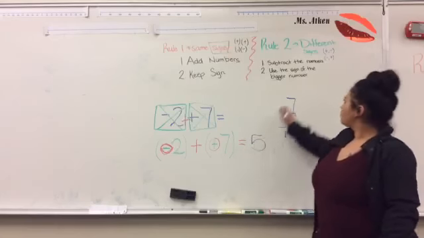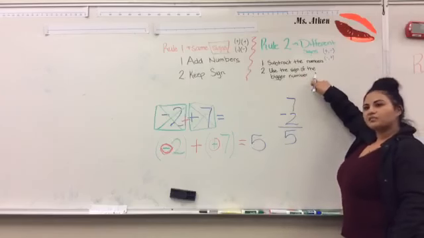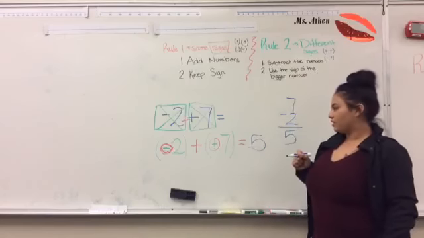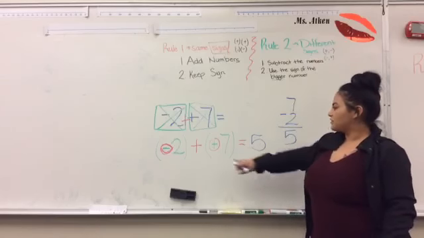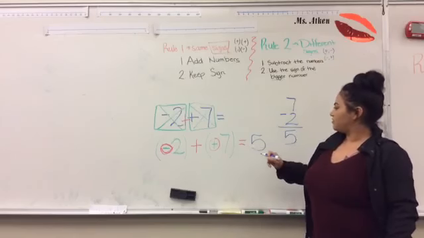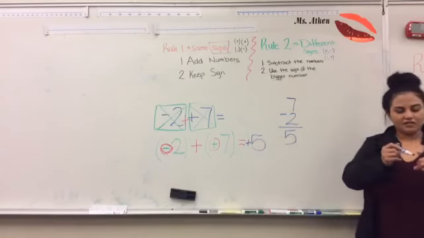Jason, we're now on step 2. We use the sign of the bigger or the smaller number? The bigger number. Is the 2 or 7 bigger? The 2. Or actually, it's 7. So is the 7 a positive or a negative? A positive. So is our answer positive or negative? Positive. And what's our answer? Positive 5.